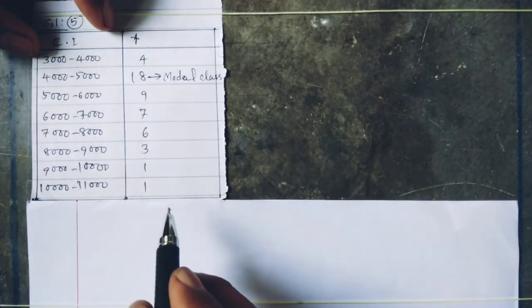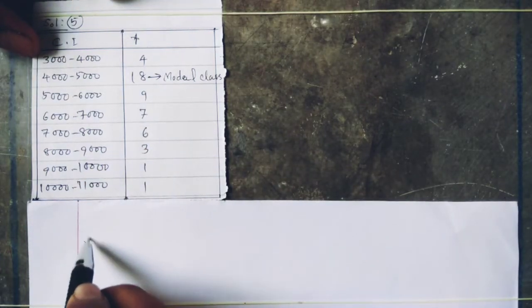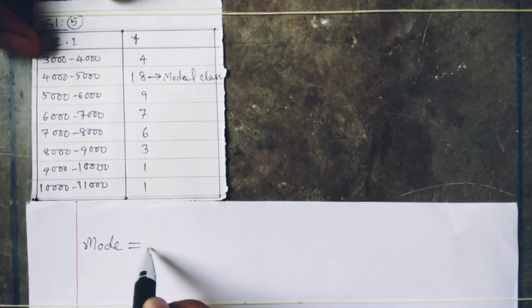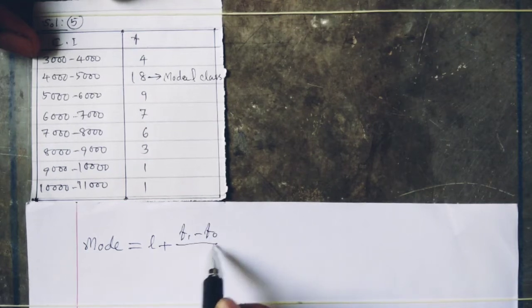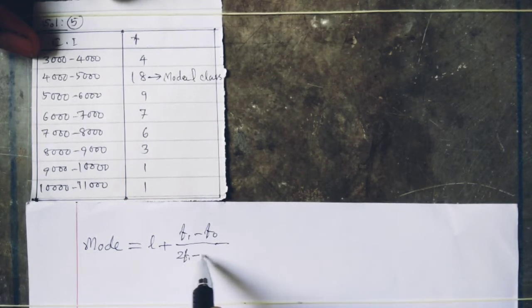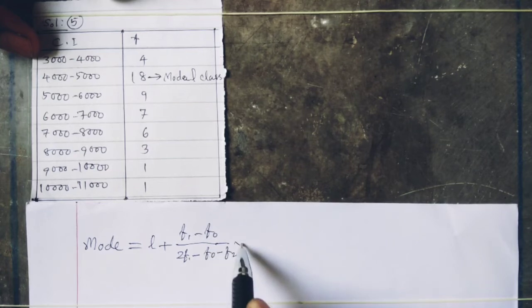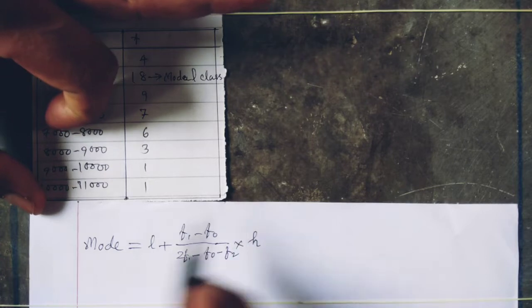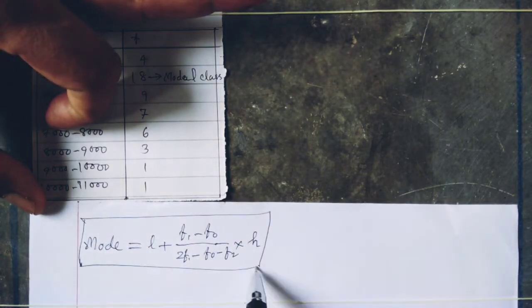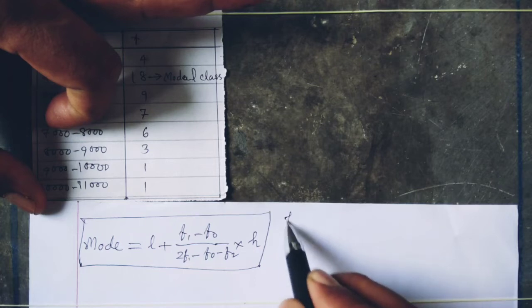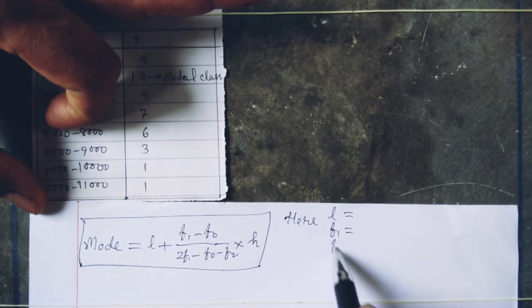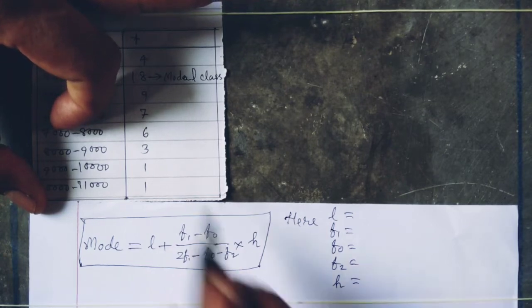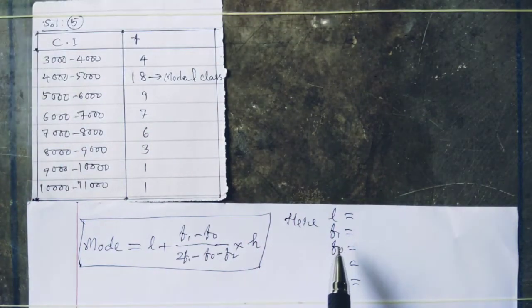Basing this model class, we can find mode using the formula: mode is equal to L plus (F1 minus F0) by (2F1 minus F0 minus F2) into H. This is the formula. Here we have to know what is L, F1, F0, F2 and H. Basing this model class, we can find these values.